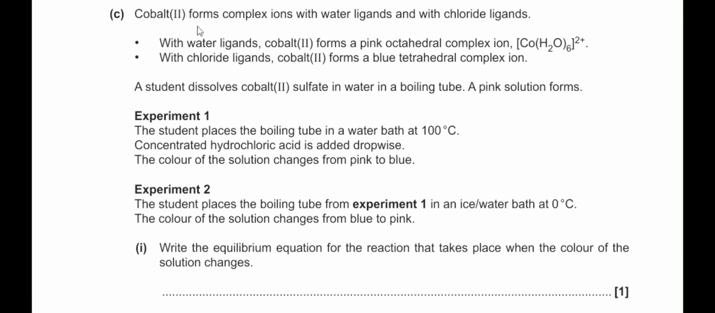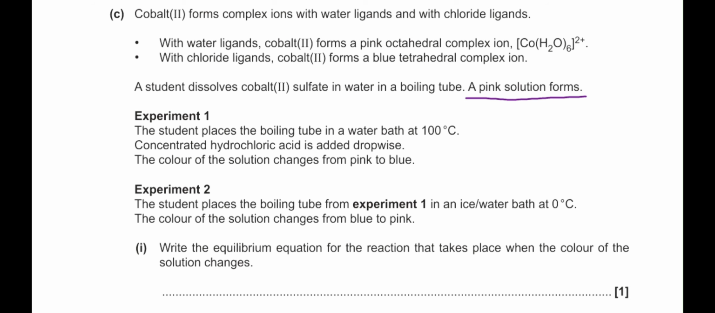Part C. Cobalt-2 forms complex ions with water ligands and with chloride ligands. With water ligands, cobalt-2 forms a pink octahedral complex ion, Co(H2O)6 2+. With chloride ligands, cobalt-2 forms a blue tetrahedral complex ion. A student dissolves cobalt-2 sulfate in water in a boiling tube. A pink solution forms. Experiment 1.